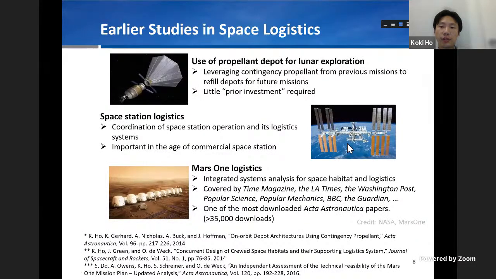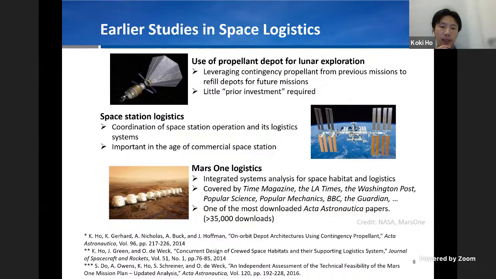Some other research in space logistics is mostly what I did in my grad school. By the way, I did my PhD with Dweck at MIT, and there we sometimes used SpaceNet, and also sometimes developed our own tools to analyze different missions. One of them looked into the propellant depot and how that can help lunar exploration.